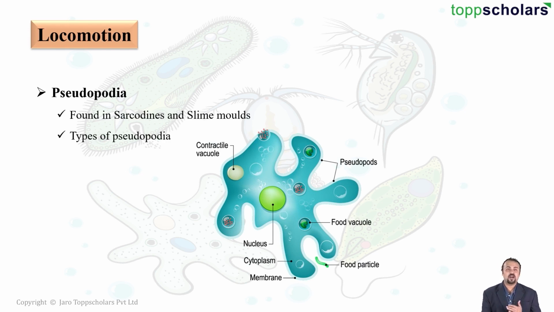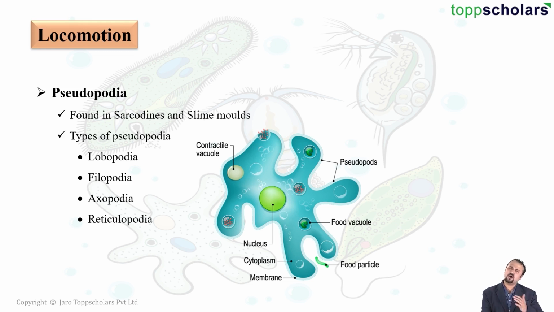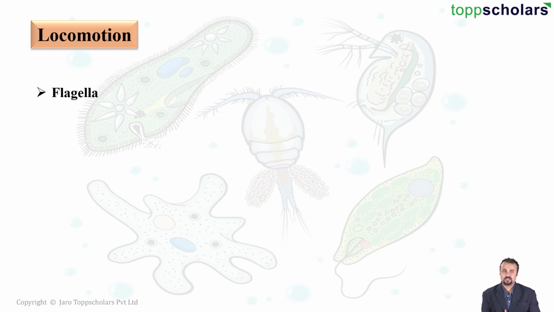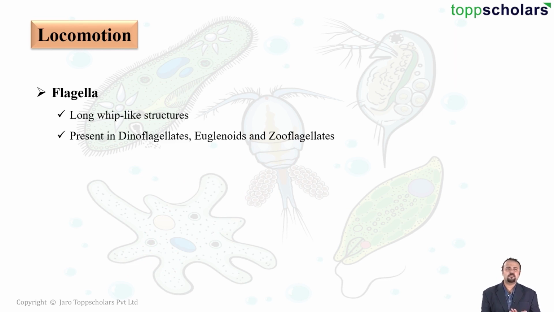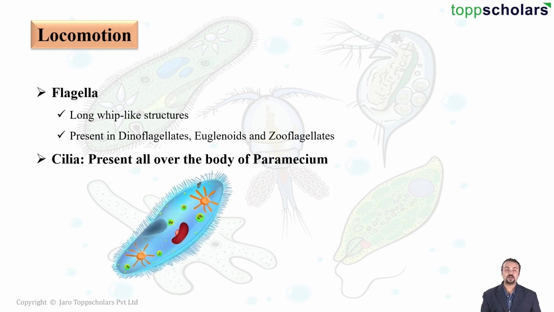The pseudopodia are of different types. Let us see the various types: lobopodia, philopodia, axopodia, and reticulopodia. Students, these are all pseudopodia, but the different types depend upon the various structures. Now let us talk about flagella. A flagella is a long whip-like structure which is present in many protists like dinoflagellates, euglenoids, and zooflagellates. Students, cilia is another important locomotory structure which is present in a very famous organism known as paramoecium.